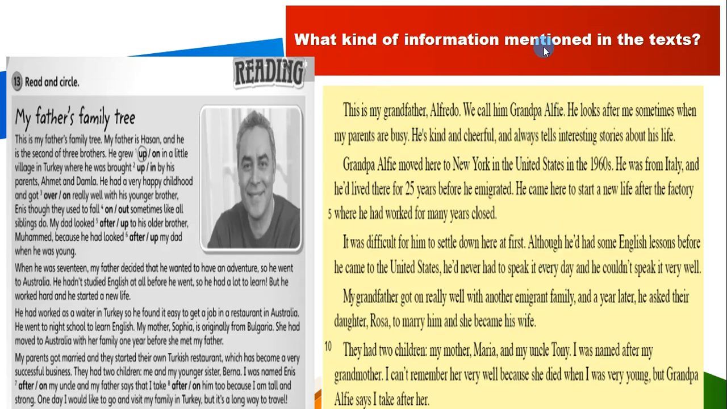What kind of information is mentioned in the text? Now, these two texts are texts that we took before in lesson 5. So there are certain texts written by people about their families. This one here was written about the granddaughter, about her grandfather, and this one was written by the son about his dad or his father. So what kind of information is mentioned in these two texts?